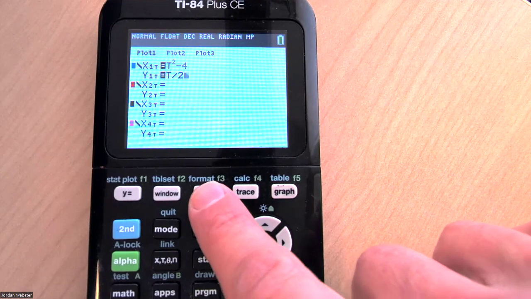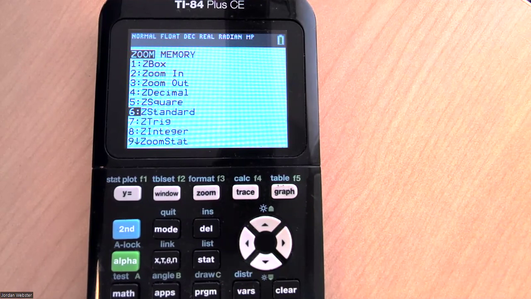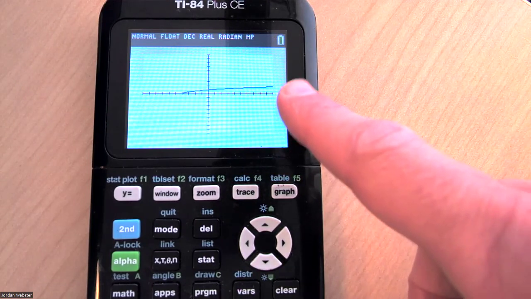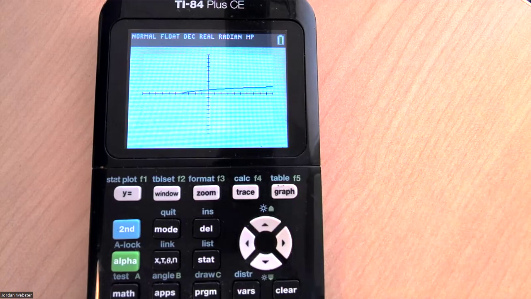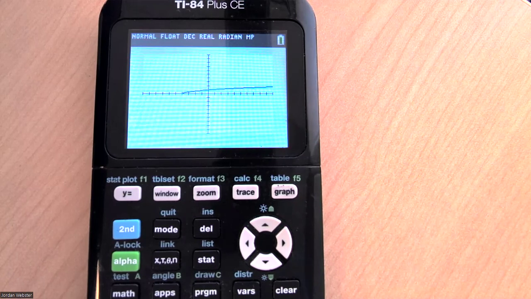I'm going to zoom to the standard view on my calculator screen. Oh, and what you see here is I got the top half of that parabola. Again, I'm only getting the top half because what my calculator's default setting does is it starts the t value at 0 and then goes up for a while.